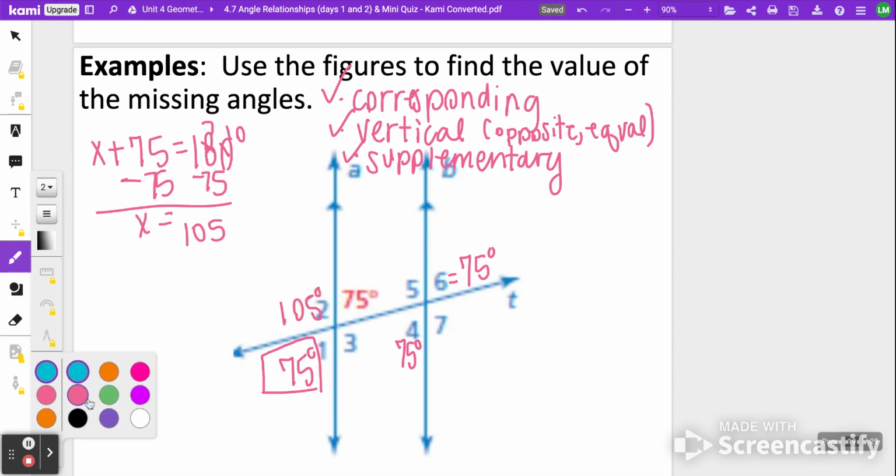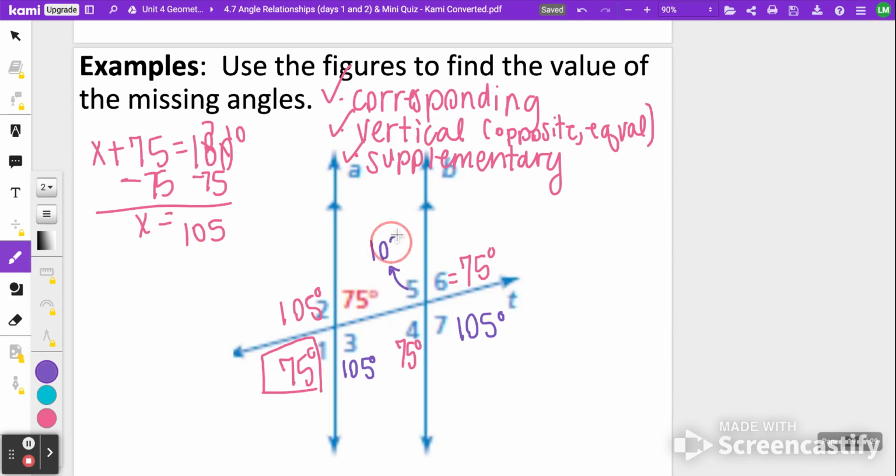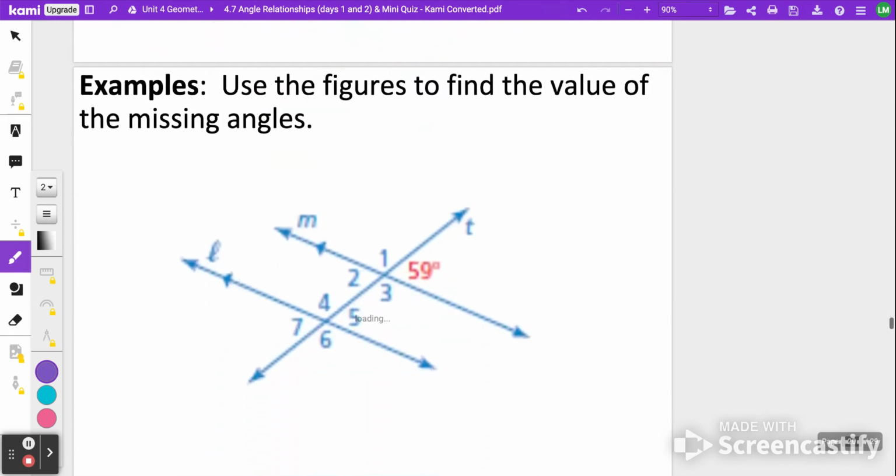According to my rules for vertical angles, that means angle 3 would be 105 degrees. Angle 3 corresponds to angle 7, so angle 7 is also 105 degrees. And angle 7 is vertical from angle 5, so angle 5 is also 105 degrees. There are a lot of relationships that we just talked about there, but that would be how you can find all of your missing angles in a transversal with parallel lines.